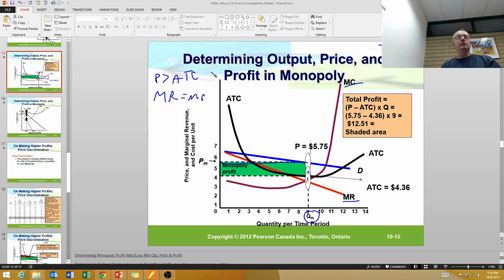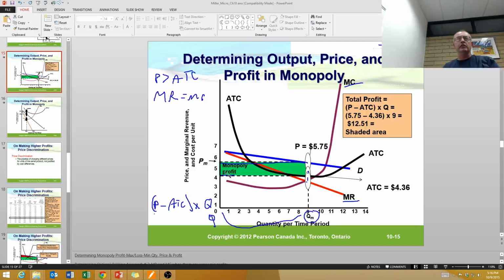And so our economic profit equals price minus average total cost times quantity. That's represented by this green area on this box. So here's our quantity of 9 units, and price minus average total cost. Oh, we do have the figures. So it's 5.75 minus 4.36, whatever that is.